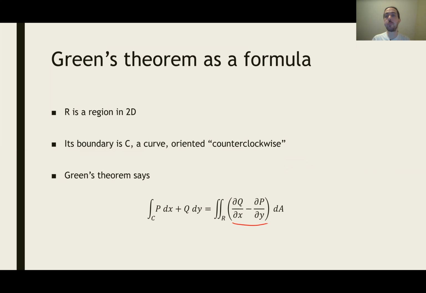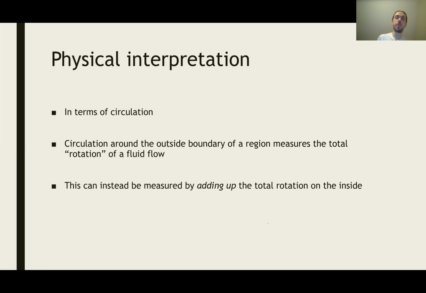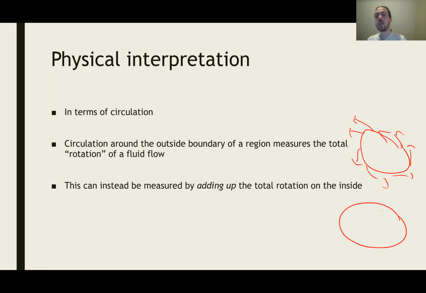In a physical interpretation, we talked about how line integrals can be thought of as measuring circulation. If we've got some fluid flow, then at each point the fluid is going to be pushing. A line integral around the outside boundary says, okay, let's see how much the fluid is rotating in a direction that's parallel to this outside boundary.